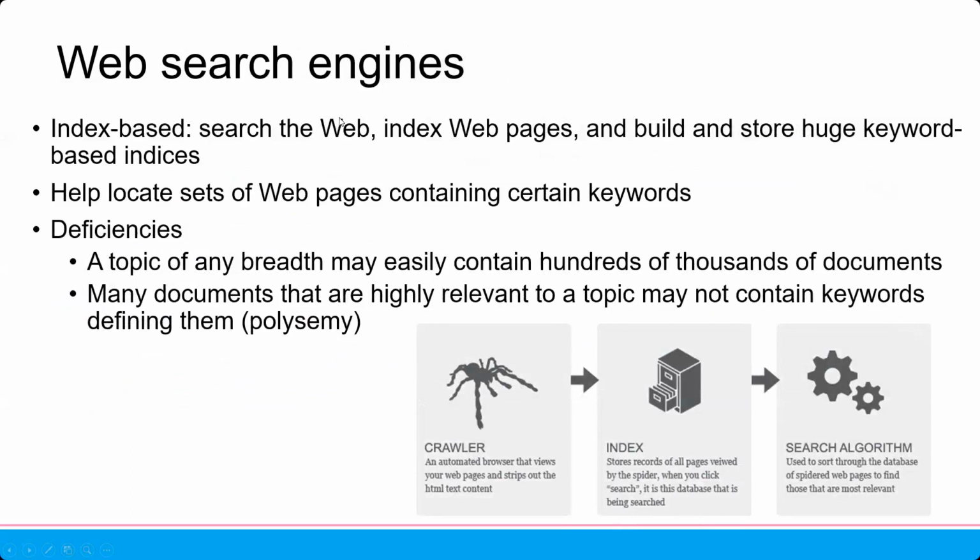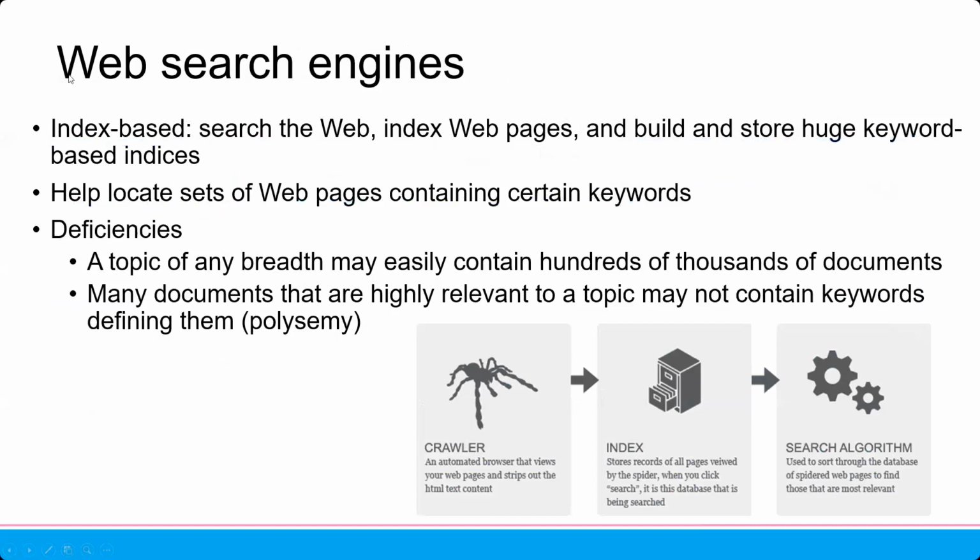So if you look at the web search engines, in the web search engine we will learn about the index page. What is index? Index means when you know a keyword, when you know a search, you can have the index web page. So it is to build and store huge keyword-based indexes. It is to help locate sets of web pages containing certain keywords.